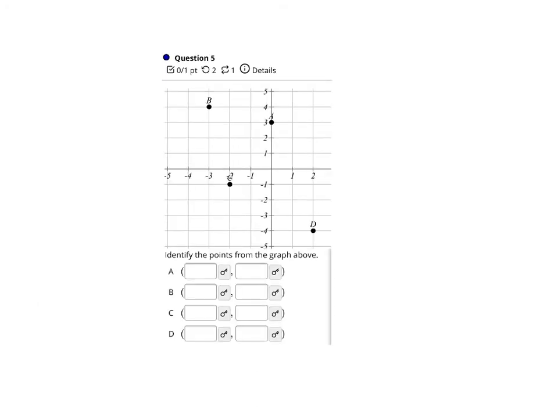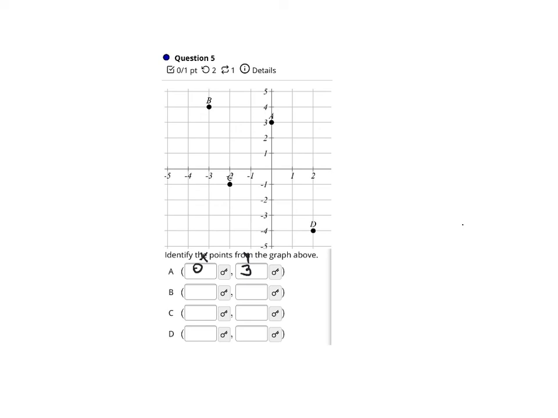This is the same thing, so you might want to pause again and we will check it. So go ahead and pause. All right, so A is on the y-axis, so that is at 0, 3, because it's above the 0 on the x-axis and it's at the 3 on the y-axis.